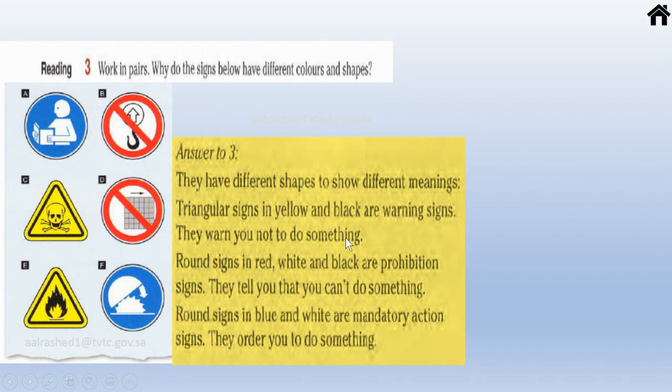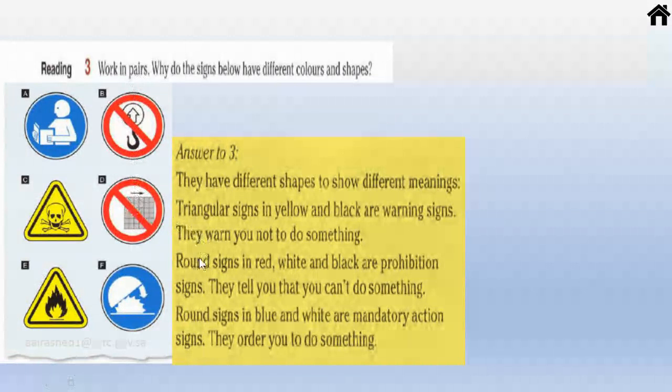In the picture, prohibition signs are basically not allowed, a rule. They tell you that you can't do something. Warnings and rules, prohibited.